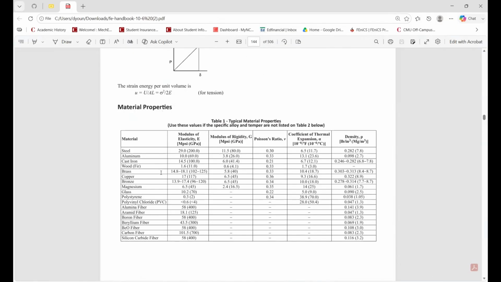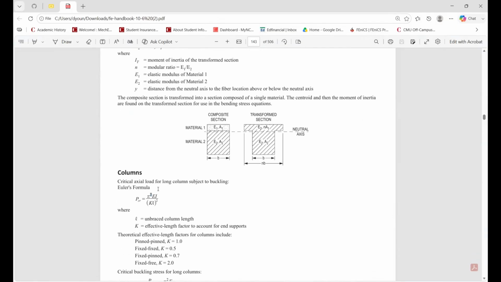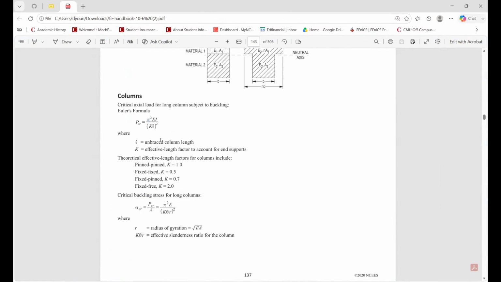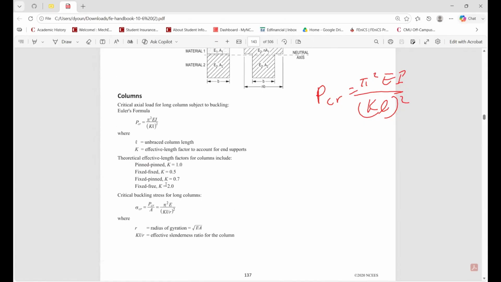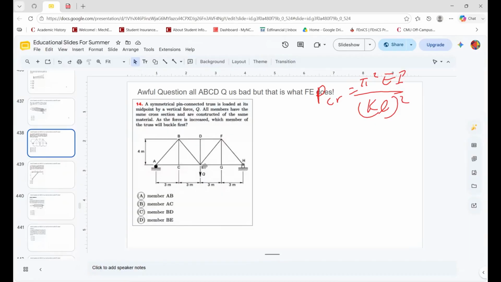Here it is. Column axial load and buckling. And this is the equation we're going to use. It is basically where the critical load happens, the buckling load, with KL in parentheses squared. And you're going to use these. So we're going to have to figure things out here.